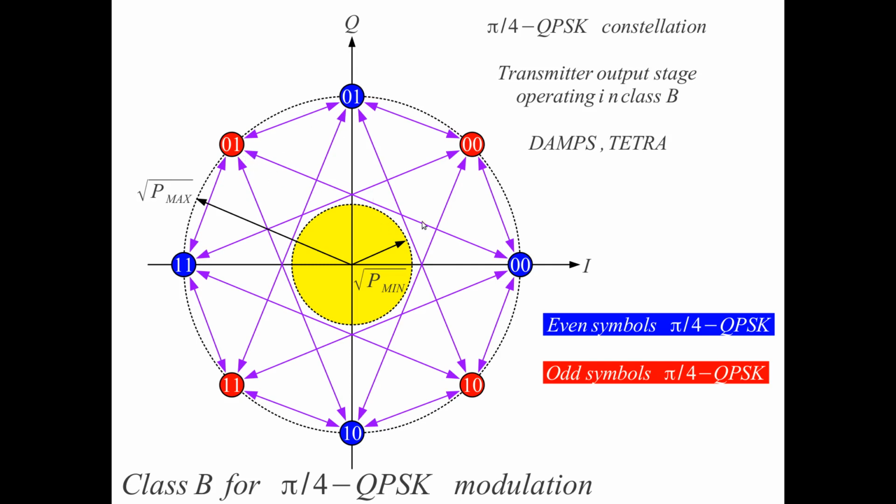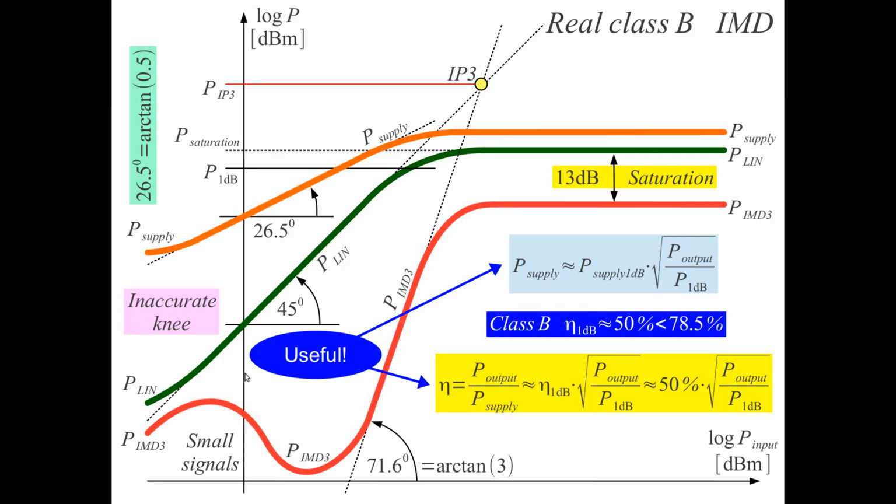And you see that all transitions between two neighboring signals never cross the center of the complex plane. So when you never cross the center of the complex plane, there is a minimum signal power you can always avoid. So with a pi/4 QPSK modulation, you can avoid this region here.